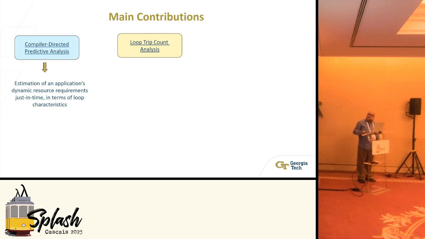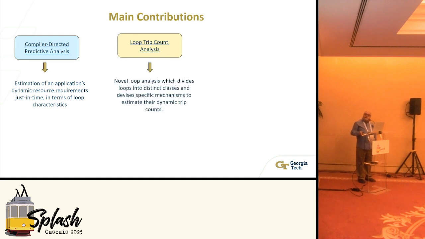So here are the main contributions of this particular work. It's a compiler-directed predictive analysis, which estimates the dynamic resource requirements, but just in time for every instance of execution before that execution happens. At the heart of the analysis is loop trip count prediction dynamically. How many times a particular loop will execute. And I'll tell you why it is a very difficult problem and how many loops fall in this category.